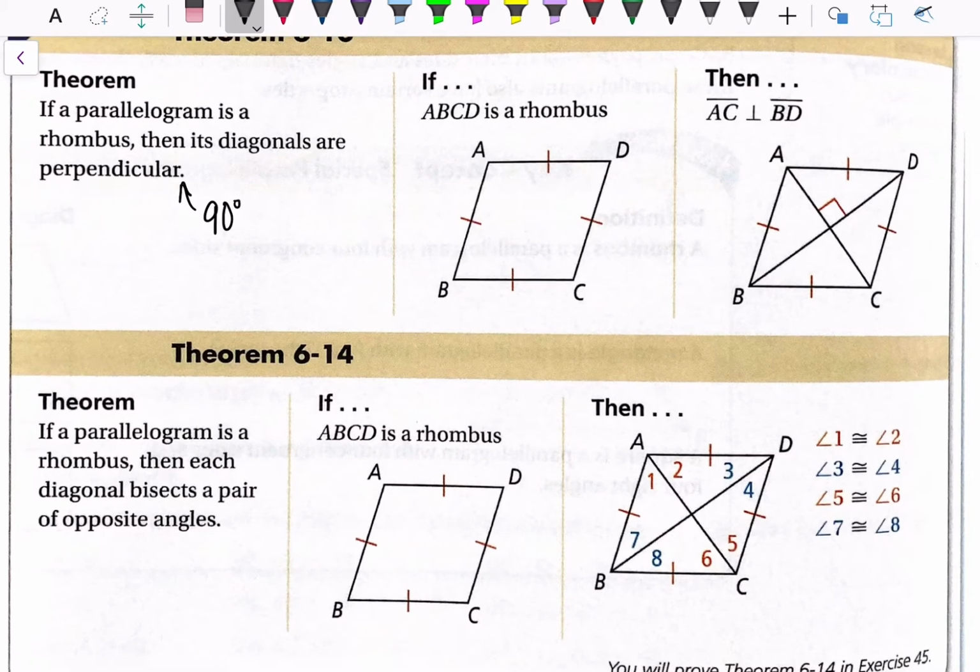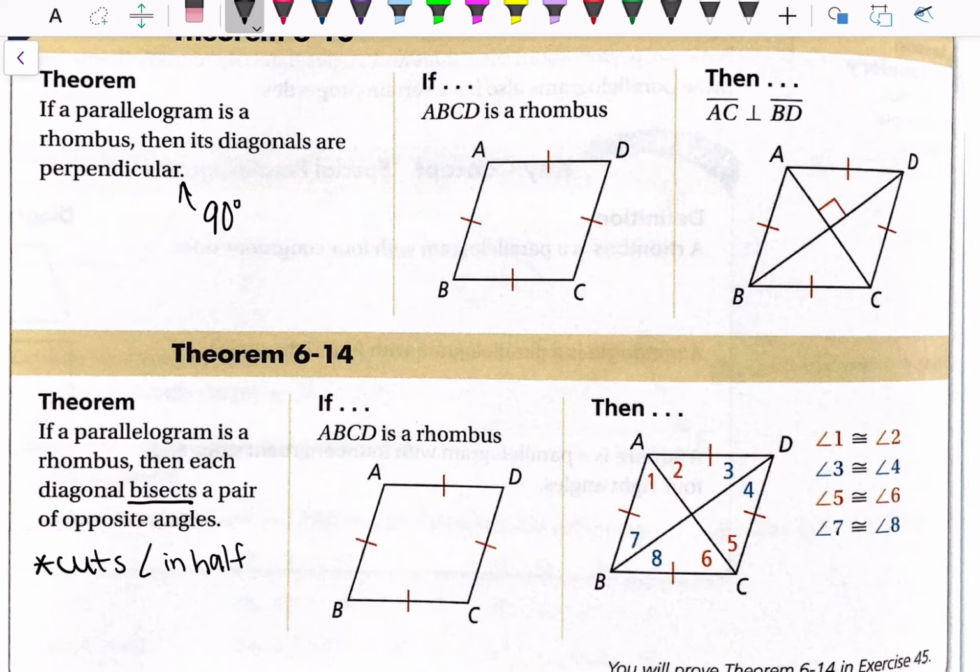Theorem 614 says that if a parallelogram is a rhombus, then each diagonal bisects a pair of opposite angles. Now remember, bisect means it cuts the angles in half, to where we have two congruent angles.